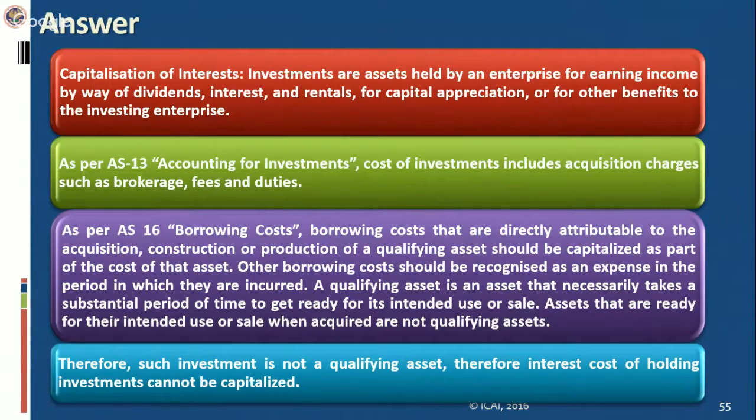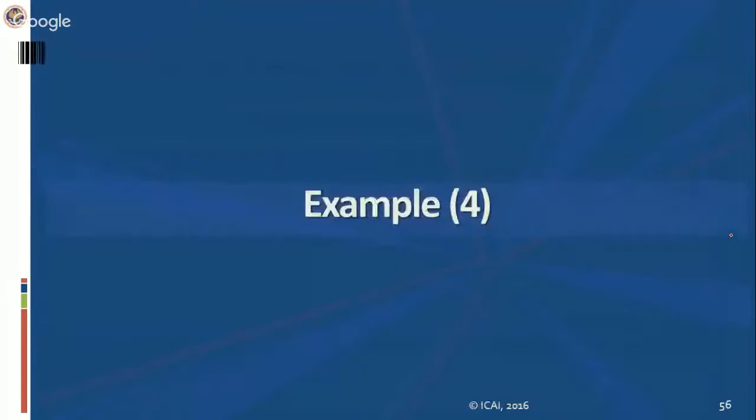Now, what is a qualifying asset? You need to also write that down. A qualifying asset is an asset that necessarily takes a substantial period of time to get ready for its intended use or sale. Assets that are ready for their intended use when acquired are not qualifying assets. Therefore, such investment is not a qualifying asset. Thus, the interest cost of holding investment cannot be capitalized. This is the conclusion part. As you can see here, these are the provisions and explanation, and this is the conclusion part. You can also write down the facts of the case. Another example.